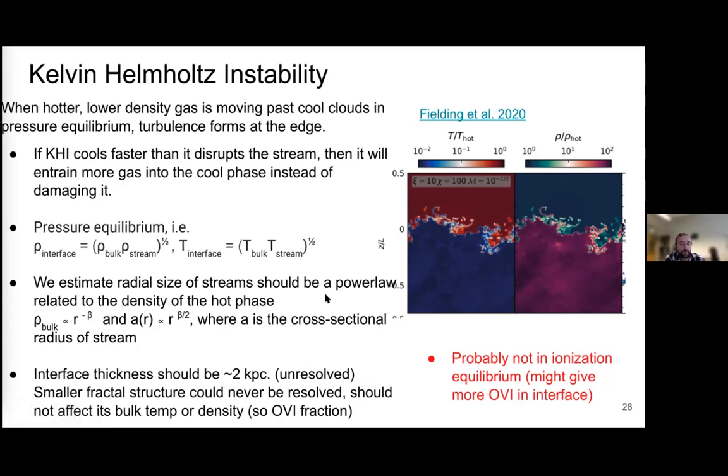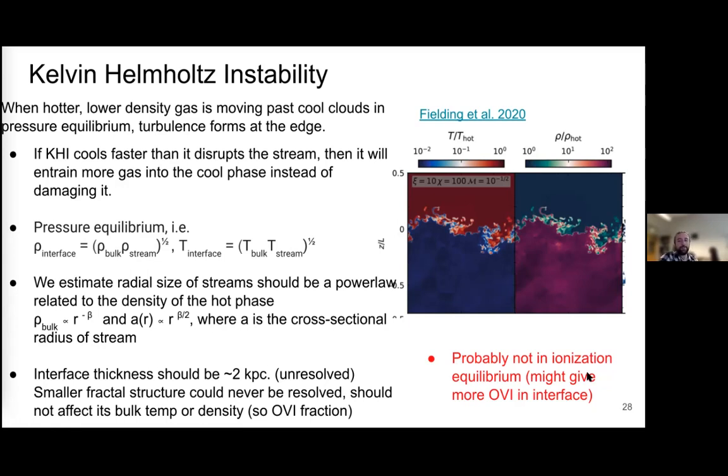And the thickness should be about 2 kiloparsecs. That's not super well resolved in our simulation, right? That's only a couple cells across. But the good news from Fielding 2020 is that the structure is actually, well, maybe it's good news, the structure is actually a fractal. It's much more complicated and is probably unresolvable with almost any simulation, even very high resolution ones like FOGGIE simulations. So this couldn't really ever be resolved in a simulation, but it can be accounted for in other ways, and accounting for it shouldn't affect its bulk temperature and density. So its oxygen 6 fraction should be okay, with the caveat that it might not be in ionization equilibrium anymore.